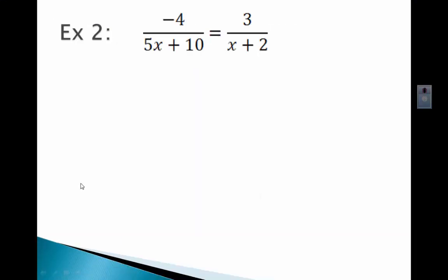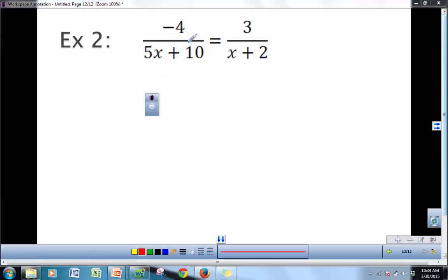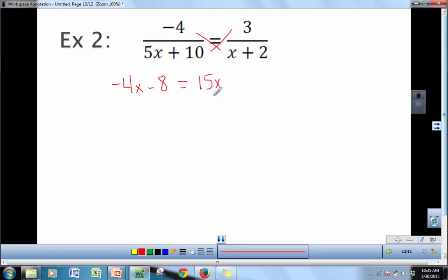Now we can try this one, which looks like it's going to be a little bit easier. There's no squares anywhere with our variables, which means we're most likely not going to deal with quadratics. So once again, we're going to cross multiply to solve. So we'll start with the negative 4. Negative 4 times x plus 2 is going to be negative 4x subtract 8. 3 times 5x plus 10 will give us 15x plus 30. So now we have a nice easy linear equation to solve.